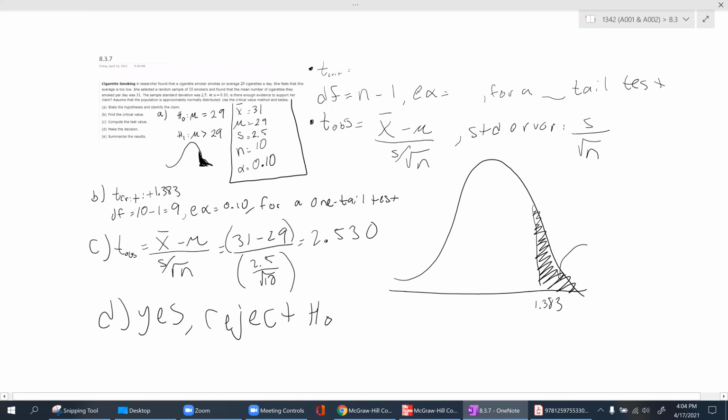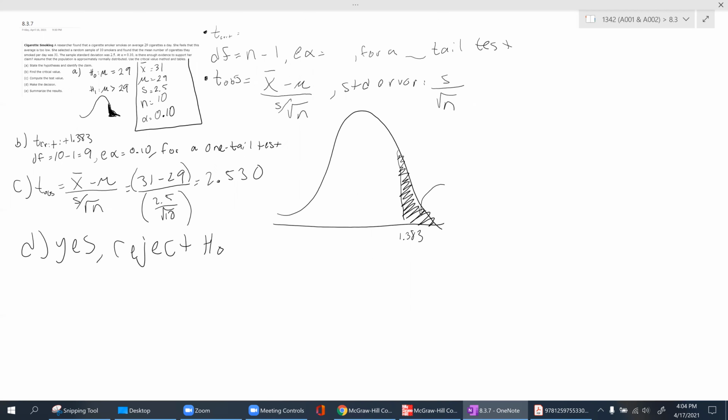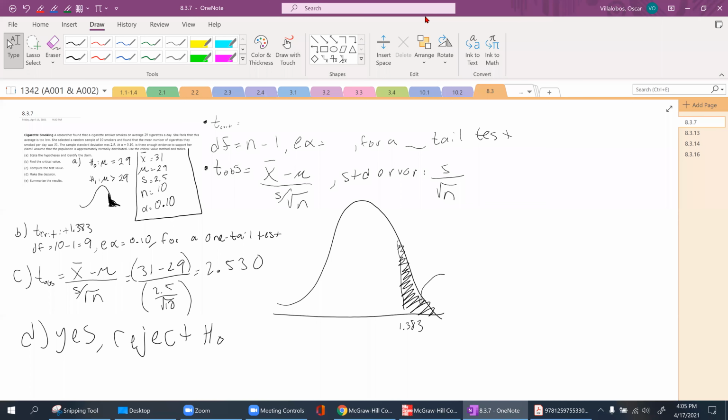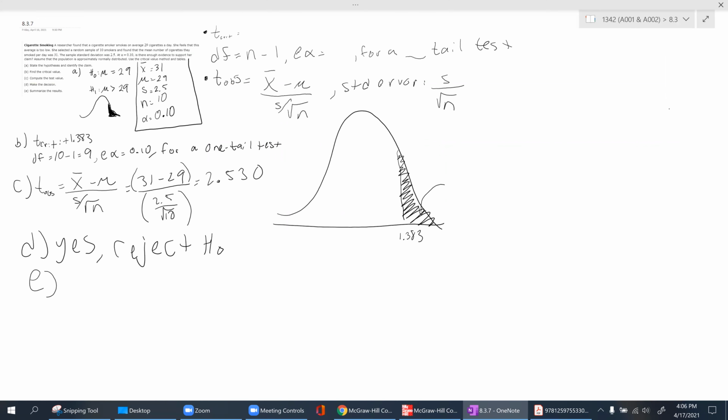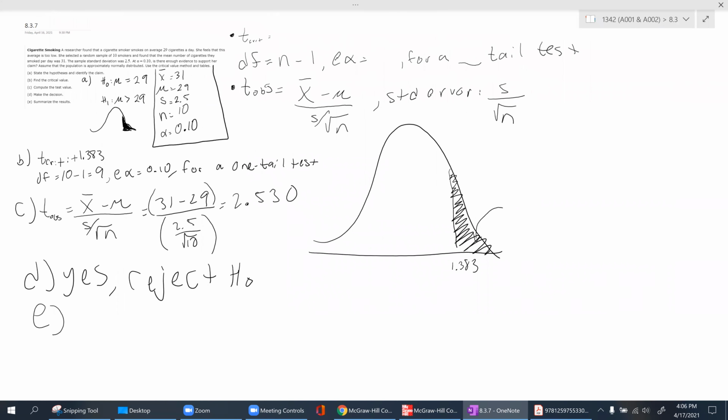We're still using that method from before, meaning you want to go ahead and answer yes to your question. What was the question? Is there evidence to support? There's my question, it's the second to last. You would write, yes, there is enough evidence to support her claim that the average is too low.